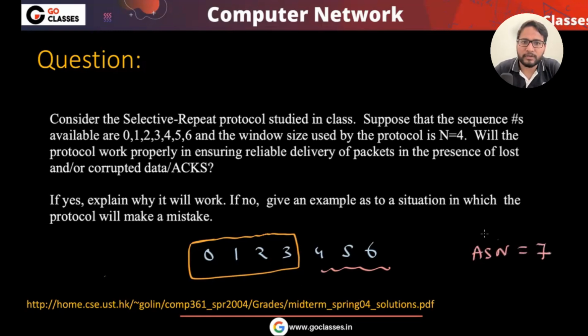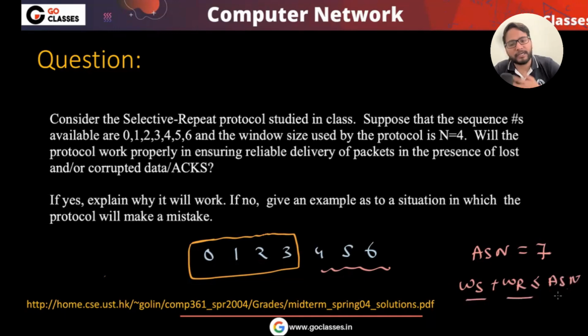Available sequence number is 7. In selective repeat, the window size of the sender and the window size of the receiver are the same. Which means that the window size of sender plus the window size of receiver should be less than or equal to the available sequence number, but 4 plus 4, which is 8, is not less than or equal to 7. So that's why it will not work. Right? Okay, I hope you understood. So it will not work.